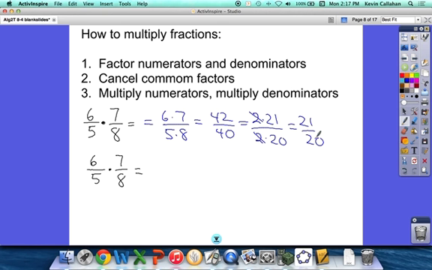Or you could, and this is probably more like how you're going to do it with rational expressions. Somebody bothering us?